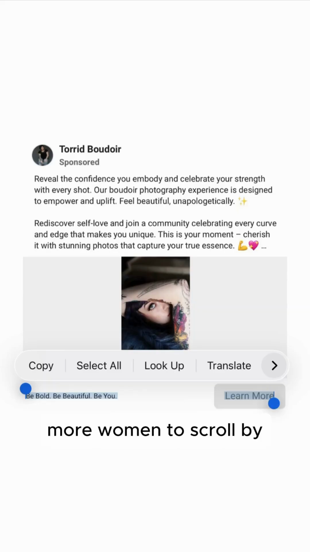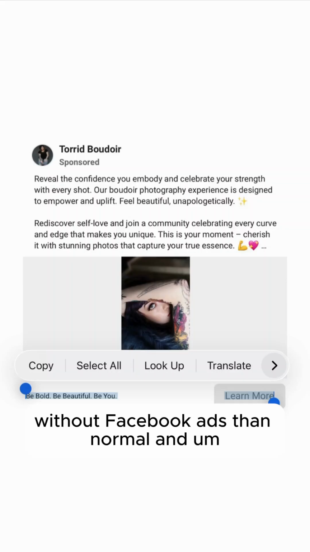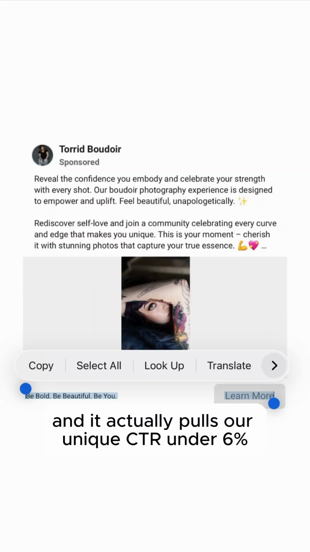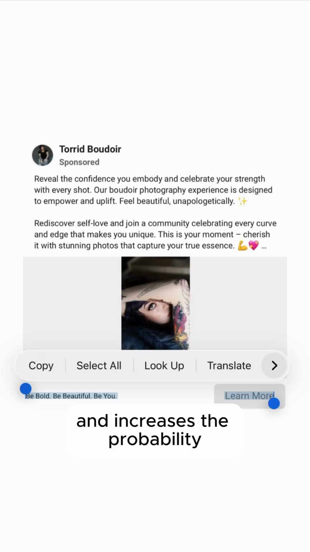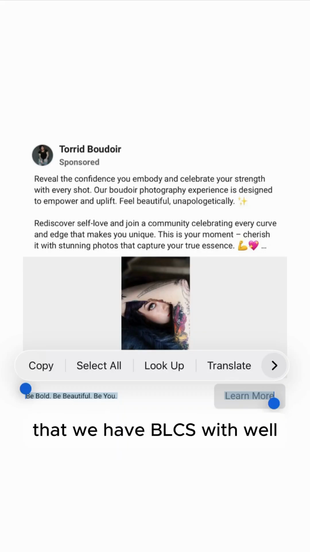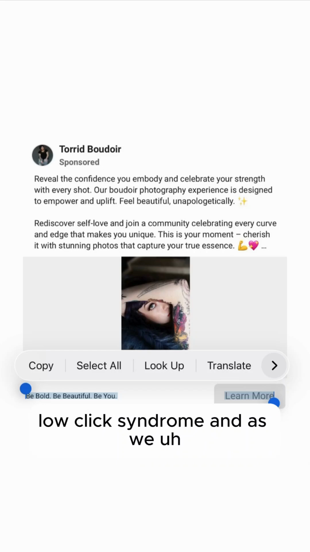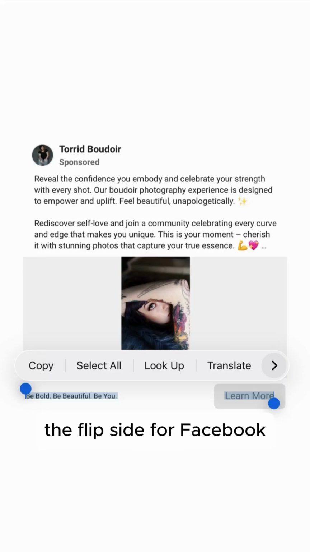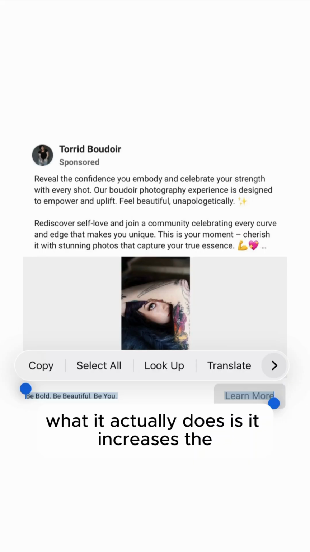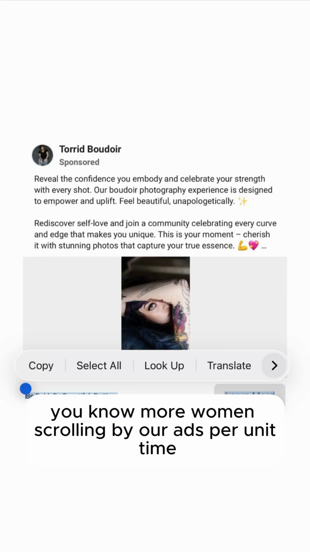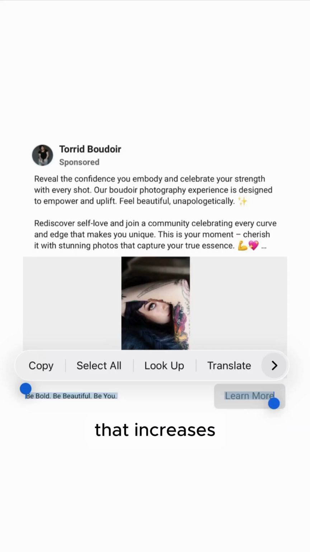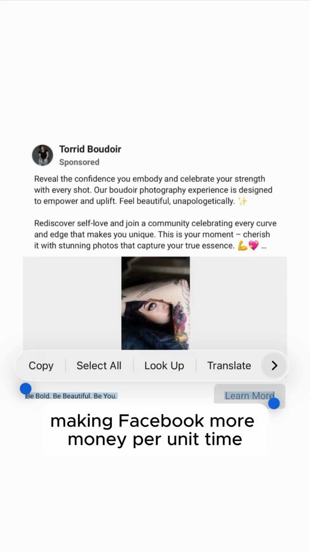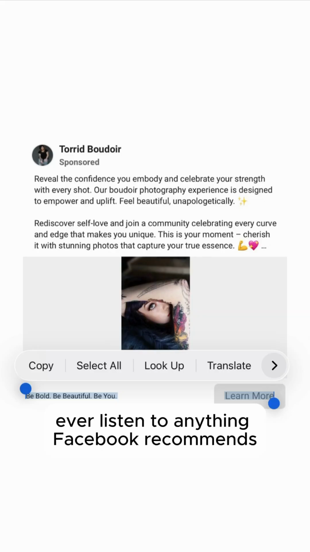It causes way more women to scroll by our Boudoir Facebook ads than normal, and it actually pulls our unique CTR under 6% and increases the probability that we have BLCS, Boudoir low click syndrome. And on the flip side for Facebook, it increases the number of women scrolling by our ads per unit time. That increases the amount of ads Facebook can serve per unit time, making Facebook more money per unit time. That's why you never ever listen to anything Facebook recommends.